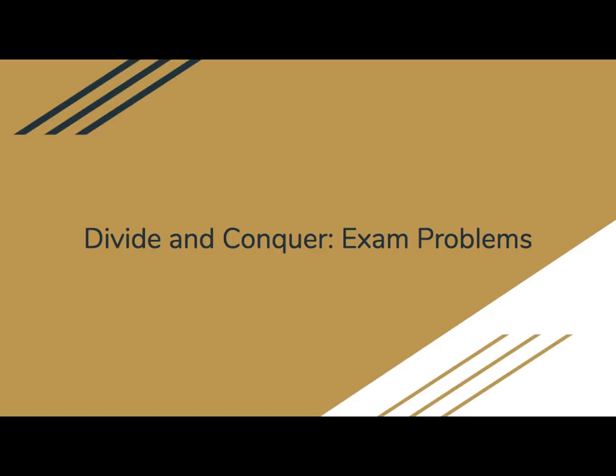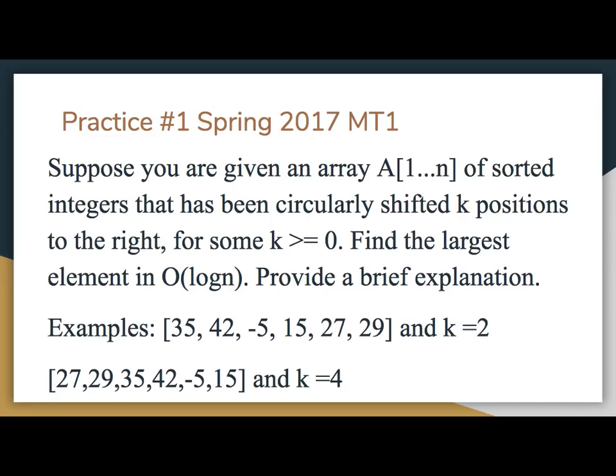Okay, good. So we're gonna do some exam problems. Practice 1. Suppose you're given an array with n elements. It is sorted, and they're integers. And this has been circularly shifted k positions to the right for some k greater than or equal to 0. So it can be 0, completely sorted, not shifted, or shifted. The goal is to find the largest element in log n time. I want you to provide a brief explanation for this. I do not want a proof of correctness or maybe some pseudocode, but first approach this problem with the main idea.